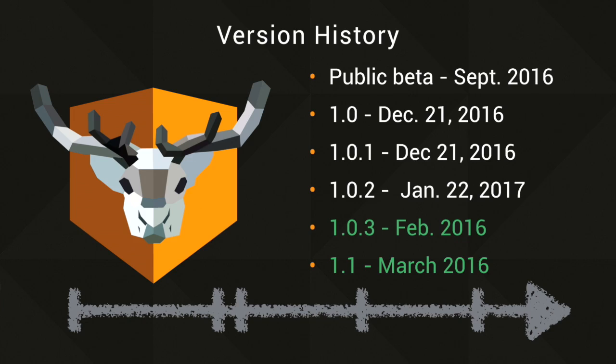Let me give you a little idea of the version history. We came up with the public beta in the September timeframe. December 21st is when we launched 1.0. A few minutes later, we had 1.0.1. Sometimes that happens. 1.0.2 came out on January 22nd. 1.0.3 we're mostly done with. It's just a little fit and polish stuff, and that should be released sometime at the end of February, so in the next 2 or 3 weeks.